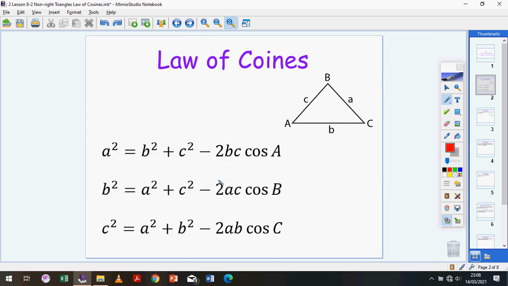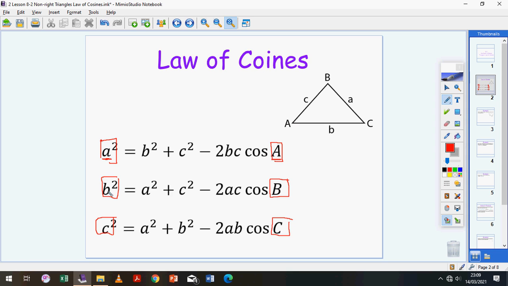A quick way to remember them is that the letter on this side is what the cosine of the angle is. So if you have A on this side, then it will be cosine of A. If you have B on this side, then it's going to be cosine of B at the end. The order of this is the same, and if you have C on this side, then it's going to be the cosine of C. So A squared is B squared plus C squared minus 2BC cosine A.